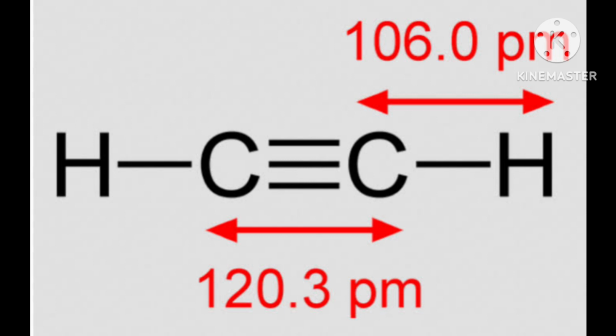Here are the 3 structures I told you. The first and second structures are position isomers, because only the triple bond position is changing. One time it was at carbon 1, now the second time it is at carbon 2. Then it is called position isomers.